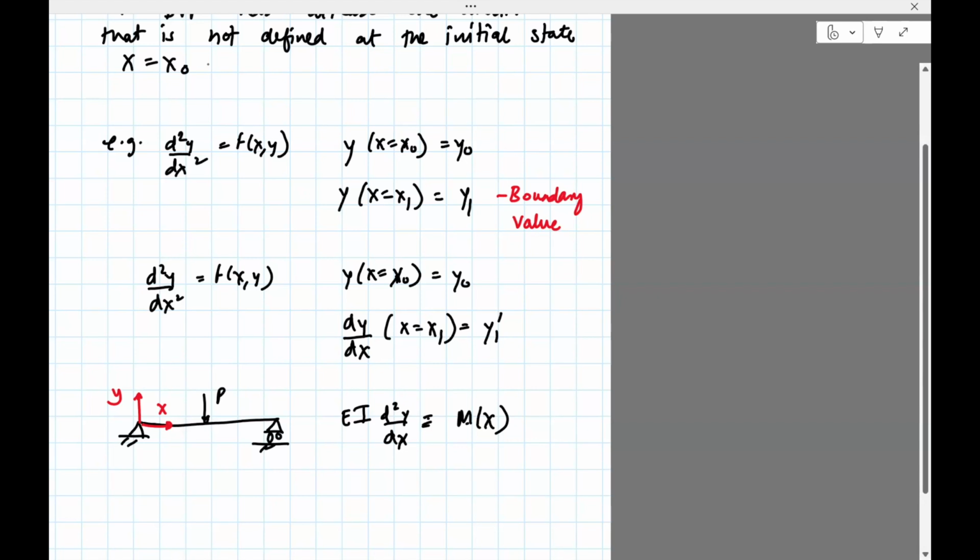Well, if this is x equals 0 and this is x equals L, then you're given that y at x equals 0 is 0, and y at x equals L is 0. The displacement at 0 and the displacement at L is 0. This in fact is the boundary value.